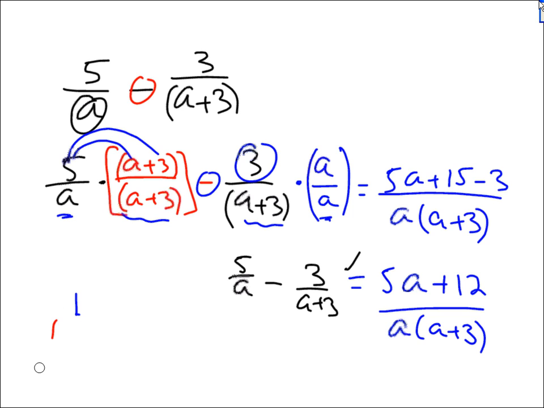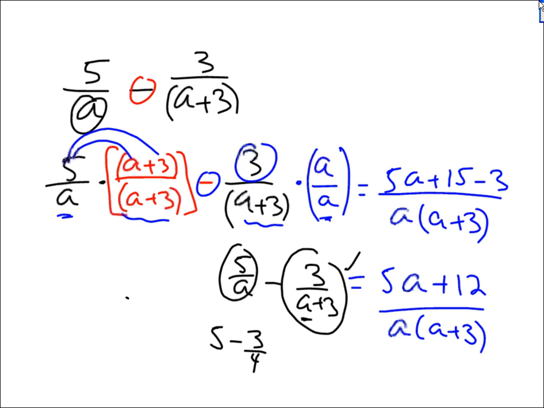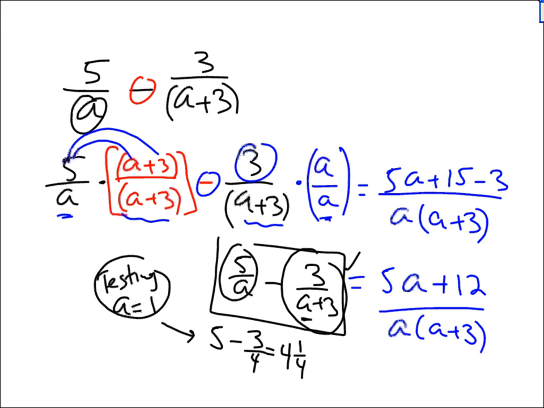For example, I can let a be 1. Well, 5 over 1 is 5 minus, if a is 1, 1 plus 3 is 4. 5 minus 3/4, so we're testing a equals 1. 5 minus 3/4 is 4 1/4. Okay, that's what the left side equals. That's what this equals when a is 1.